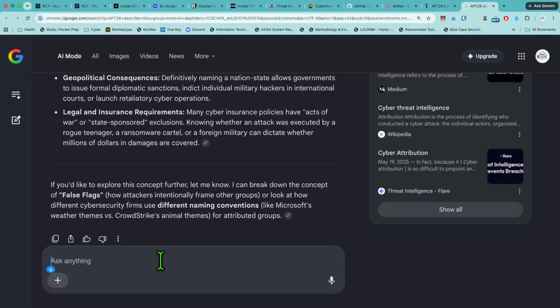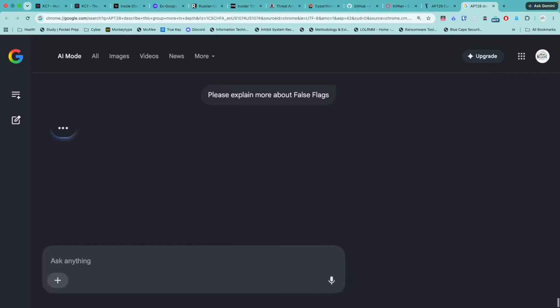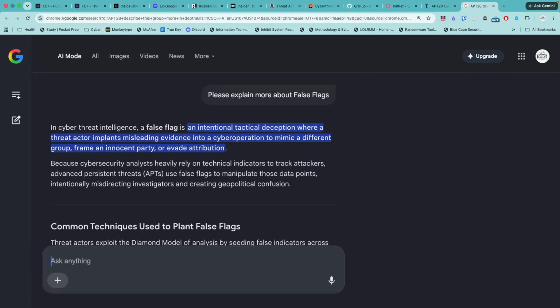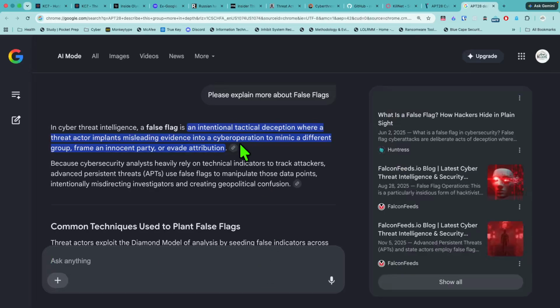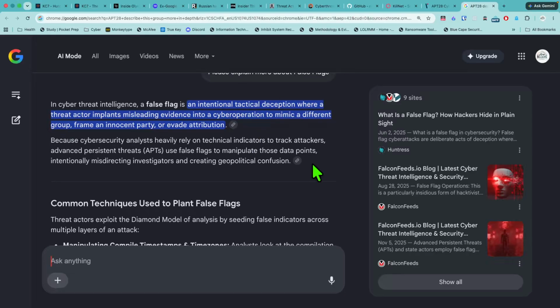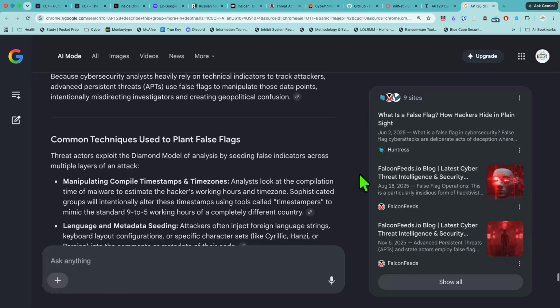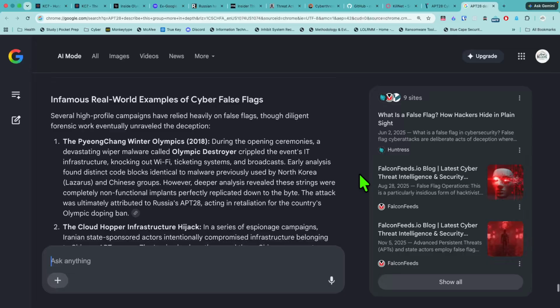False flags. How attackers intentionally frame other groups. So please explain more about false flags. In cyber threat intelligence, a false flag is an intentional tactical deception where a threat actor implants misleading evidence into a cyber operation to mimic a different group, frame an innocent party, or evade attribution. And because cybersecurity analysts heavily rely on tactical indicators to track attackers, advanced persistent threats, APTs, use false flags to manipulate those data points, intentionally misdirecting investigators and creating geopolitical confusion. So these are the common techniques used to plant false flags, and infamous real-world examples of cyber false flags, which we saw here.